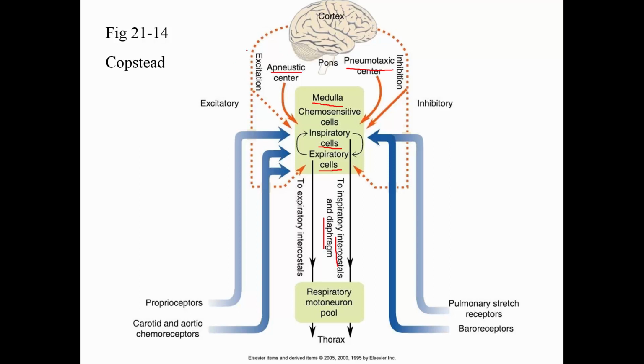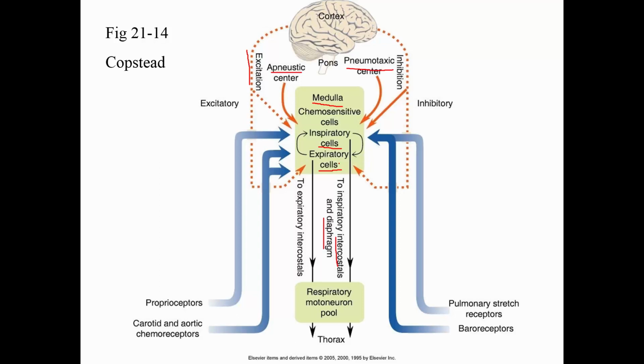But actually it excites the respiratory centers in the medulla. And then there's the pneumotaxic, and those inhibit the respiratory centers. So if you have more apneustic stimulation, you will breathe more deeply. If you have more pneumotaxic stimulation, you will breathe more rapidly, and those are sort of working together to influence these respiratory cells in the medulla.